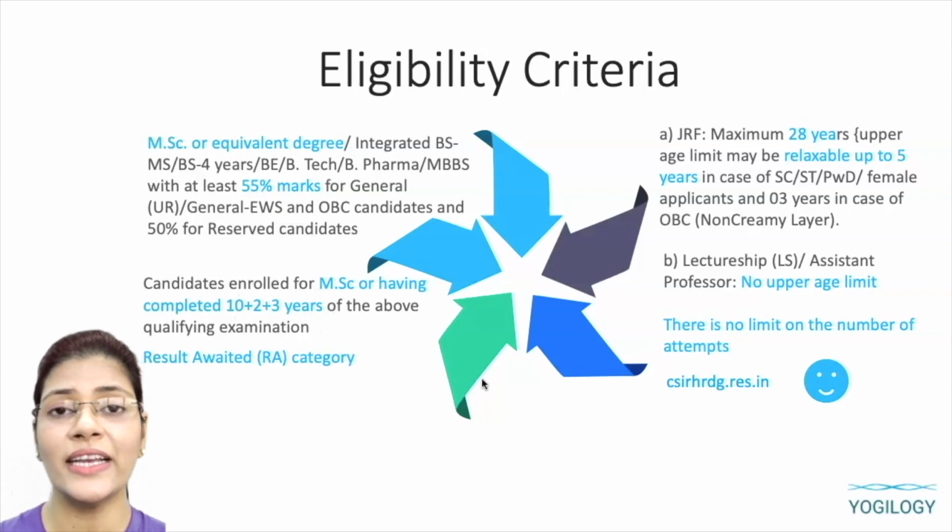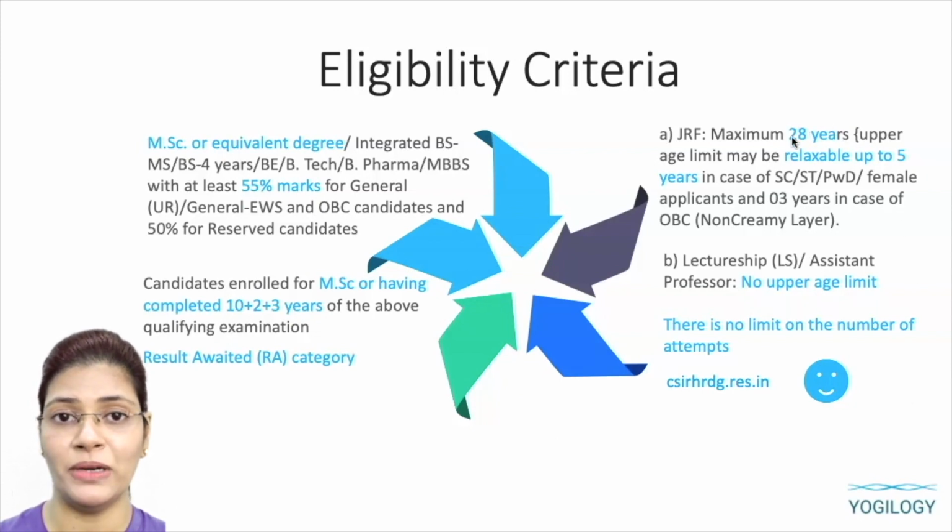Next, is there any age limit? Yes, for JRF there is an upper age limit of 28 years for all applicants and a relaxation of up to 5 years for reserved and female applicants. For lectureship and assistant professor there is no upper age limit. Next question that arises is, how many times can I attempt this test? There is no limit on the number of attempts. Sounds good?